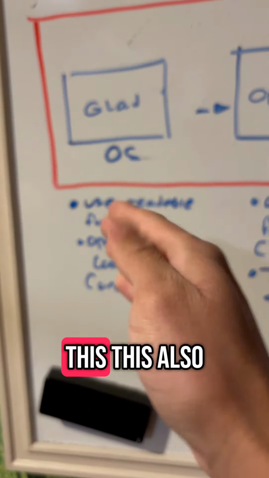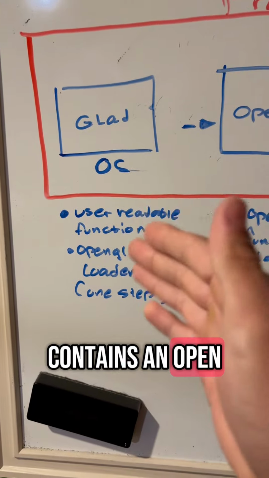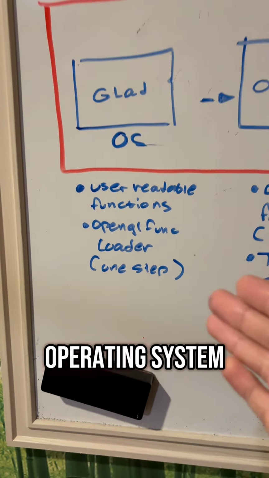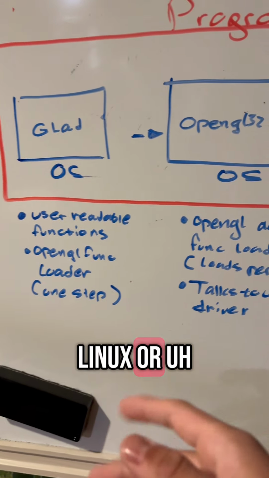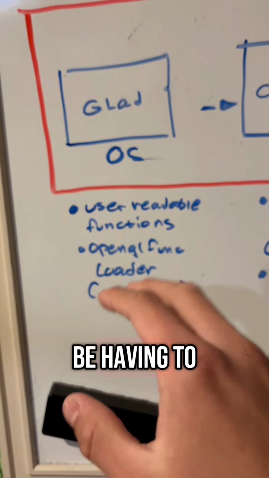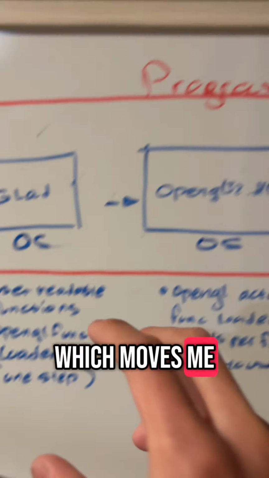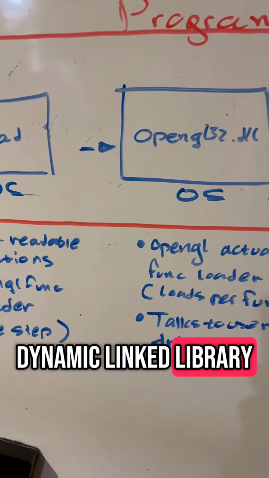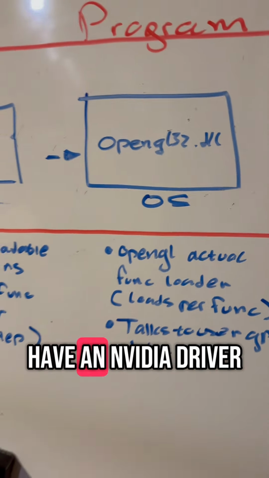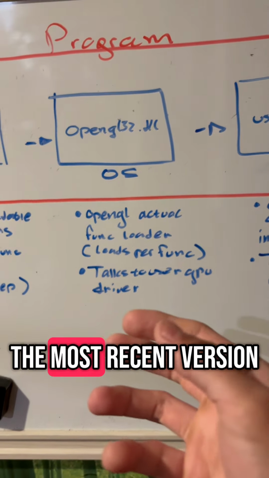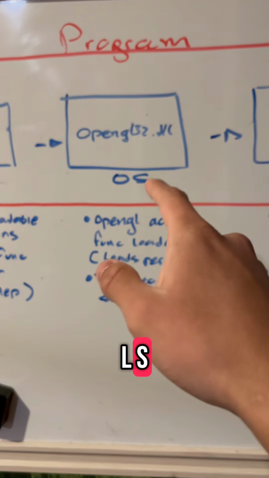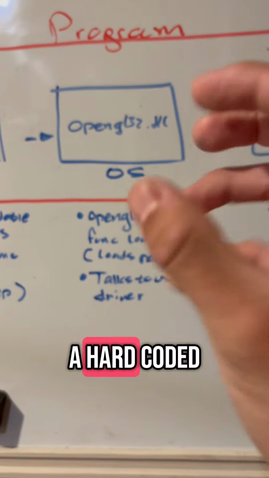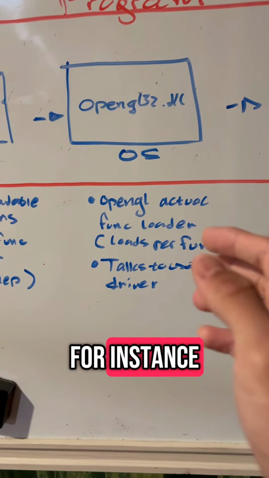So you use this. This also contains an OpenGL function loader. So basically, for instance, depending on your operating system, if you're on Linux or Windows, you're going to have to call a function loader, which moves me on to OpenGL32.dll. This is a dynamic linked library. Basically, imagine you have an NVIDIA driver and you want the most recent version. That's the reason you use DLLs, dynamic link libraries. It gives you the most recent drivers instead of having a hard-coded function, for instance.